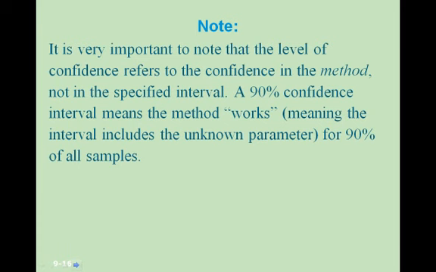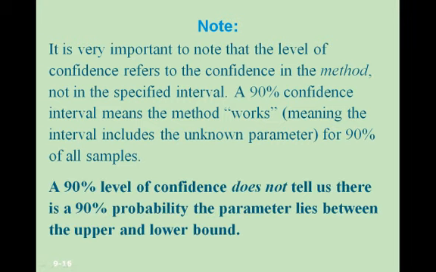It is very important to note that the level of confidence refers to the confidence in the method, not in the specified interval. A 90% confidence interval means the method works, meaning it includes the unknown parameter for 90% of all samples. A 90% level of confidence does not tell us there's a 90% probability the parameter lies between the upper and lower bound.